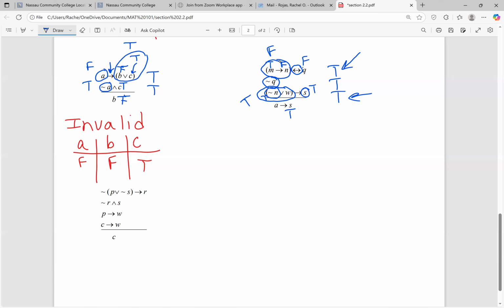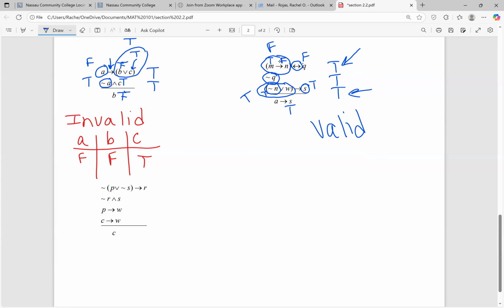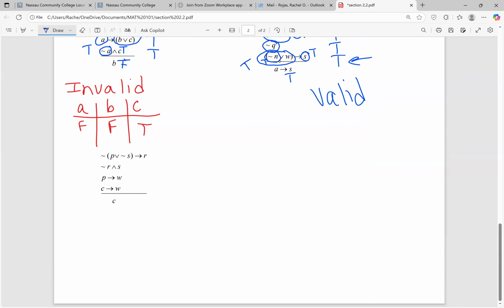We don't know what A is. However, it doesn't matter because as long as the right-hand side is true in a conditional, it doesn't matter what the left-hand side is. The statement's always going to be true. So in this case, whenever we have three true premises, my conclusion is going to be true also, regardless. So this is a valid argument. And we'll do one more example. And then you guys should be ready to practice these on your own for the homework.